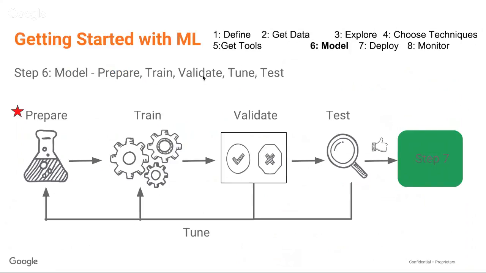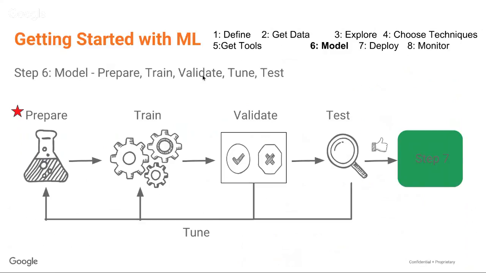Now I have reached step number 6, that is the model. So what are the important things? The model steps are prepare, train, validate, tune, and test. Here, I'll prepare my data, I'll train my model, and I need to validate my model. After I have validated it, I need to test it.